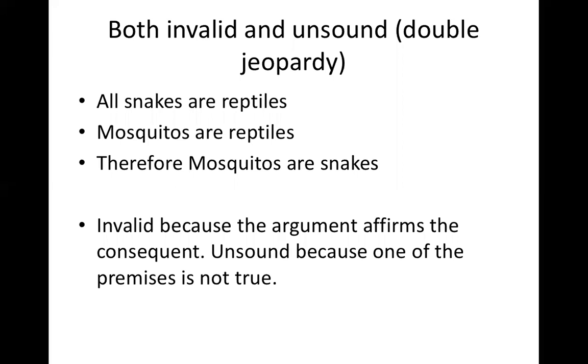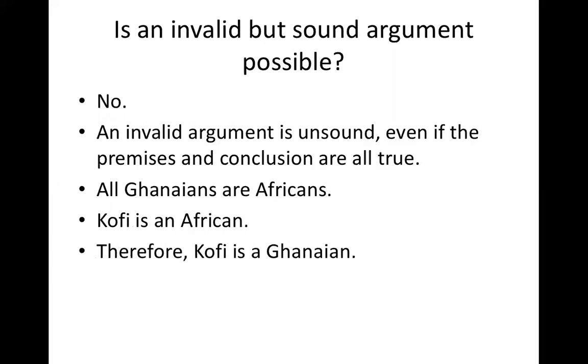Okay. The last sentence. Invalid because the argument affirms the consequent. Unsound because one of the premises is not true. Now, is an invalid but sound argument possible? No. An invalid argument is already unsound, even if the premises and the conclusion are all true. All Ghanaians are Africans. Kofi is an African, therefore Kofi is a Ghanaian. So it is invalid. Any argument that is invalid is already unsound.